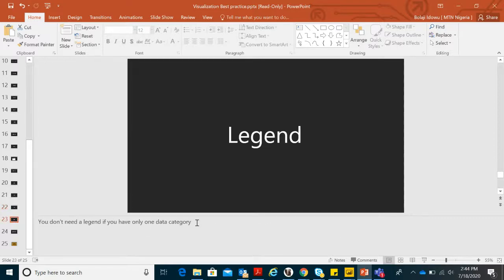What do we mean by legend? Legend simply means your representation. So if you are having just one data, you really don't need a legend on your one data category, but if you have so much, then you can actually put your legend. Because simply looking at how complex the data is.